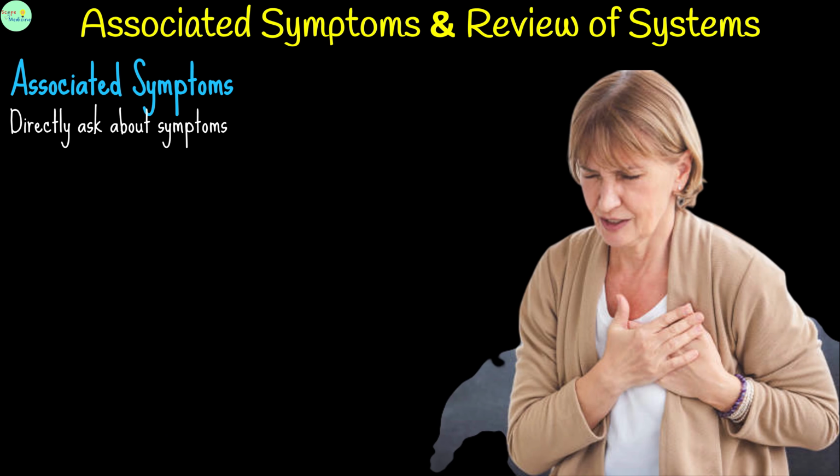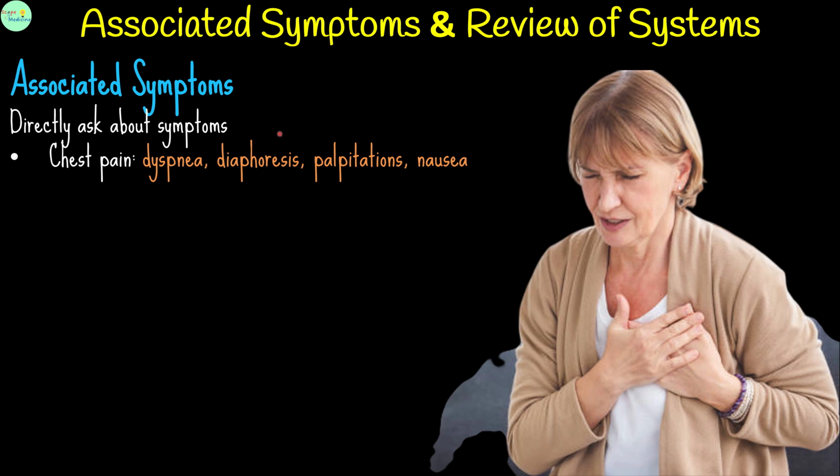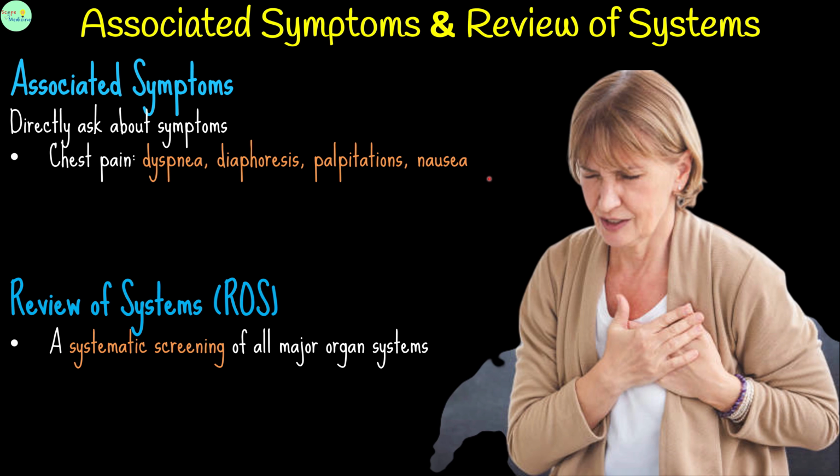Next, we must expand the clinical context by exploring associated symptoms and conducting a review of systems. First, ask directly about symptoms that are pathophysiologically linked to the chief complaint. For chest pain, this includes shortness of breath, sweating, palpitations, and nausea. Then, perform a review of systems. This is a systematic screening of all major organ systems, cardiac, pulmonary, gastrointestinal, neurological, and so on, to uncover hidden clues and complete the clinical picture. While you will focus on systems relevant to the presenting problem, a brief screening of all systems is a vital safety net.